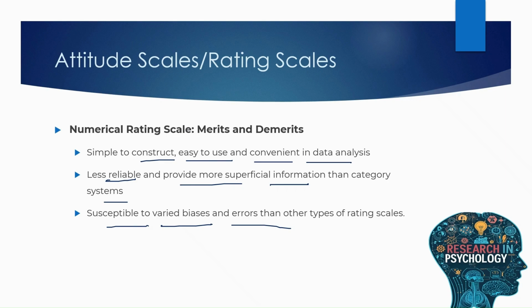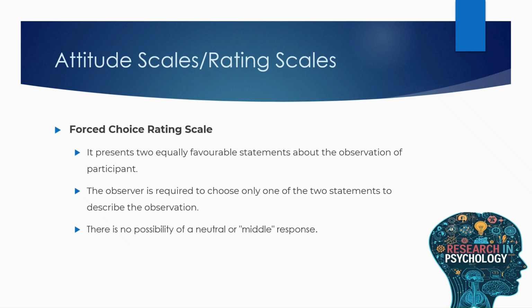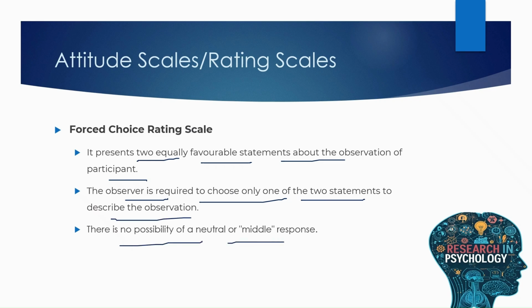All right. And then we have the second type, which is forced choice rating scale. So the forced choice rating scale presents two equally favorable statements about the observation of a participant. The observer is required to choose only one of the two statements to describe the observation. There is no possibility of a neutral or middle response.